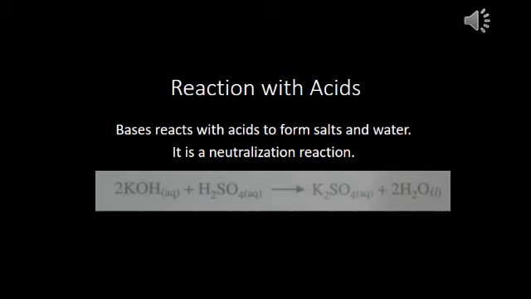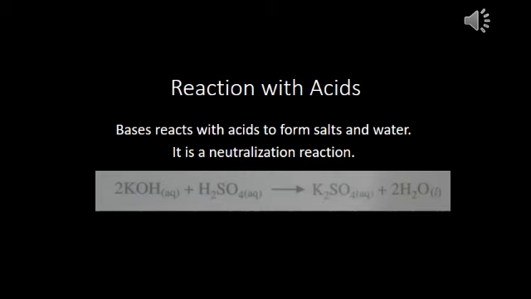Moving on to our next topic, that is the general properties of bases. Physical properties: we have discussed the physical properties of bases in our previous slides. So here are some chemical properties of bases. Number one, reaction of bases with acids.